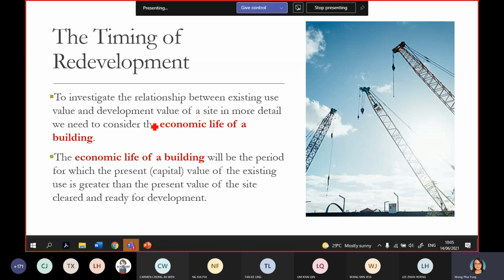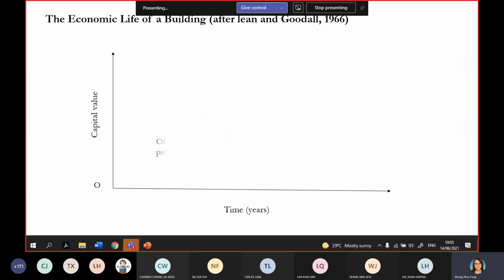To investigate the relationship between existing use and development use of a site in more detail, we should consider the economic life of a building. How do we consider the economic life of a building? For this one, I think if you refer to the next slide it will be much easier. The x-axis is time, in years. The y-axis is the capital value.